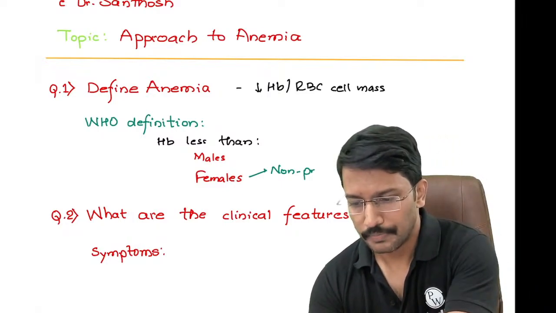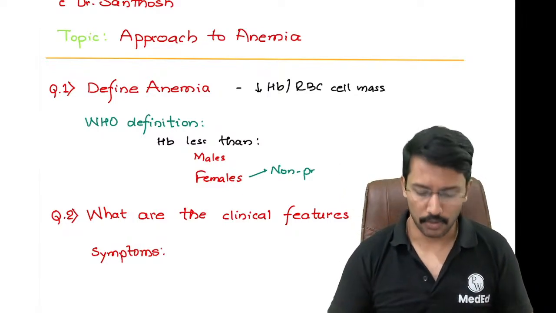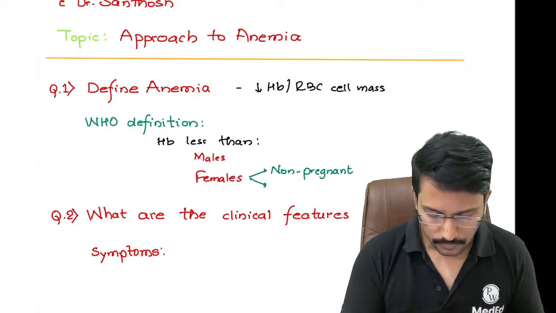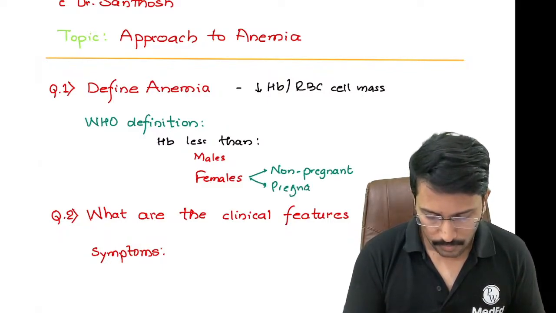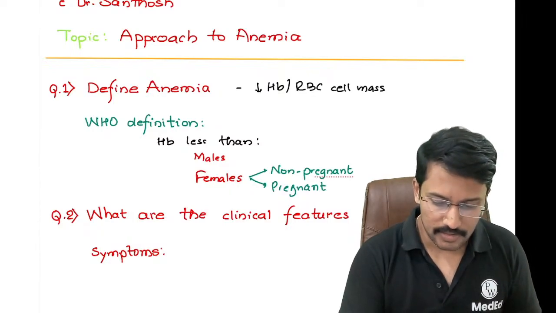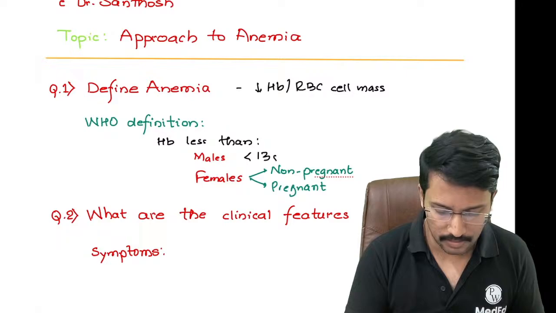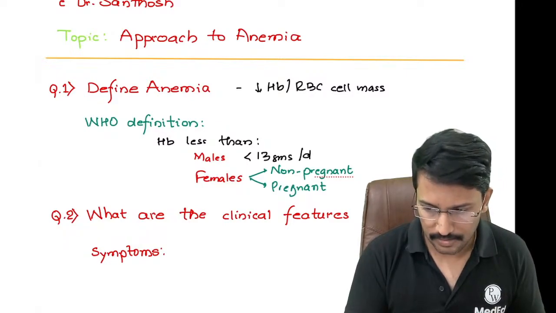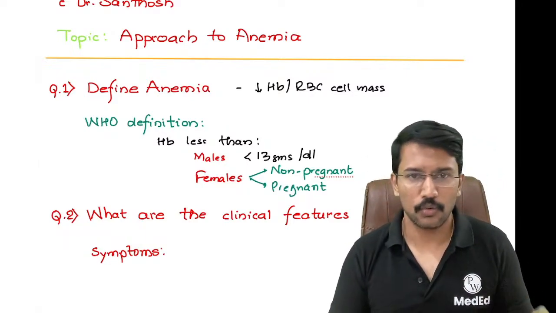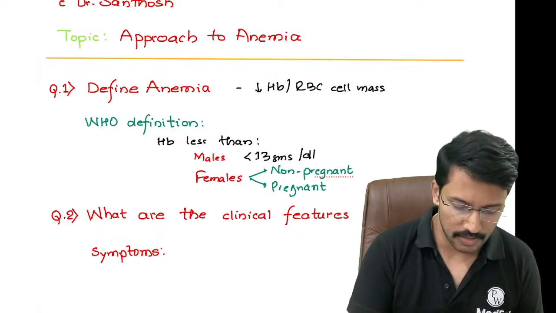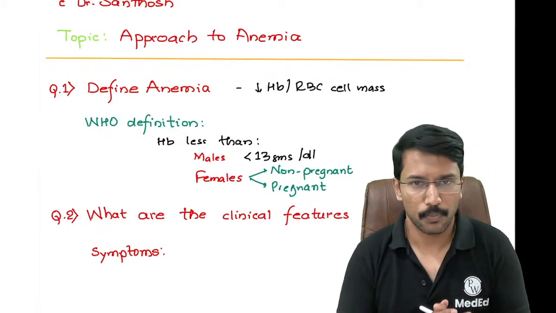Good evening, Nuseba. What is the cutoff for a male to say that he is anemic? Well, remember, a male is said to be anemic when his hemoglobin level is less than 13 grams per deciliter. Absolutely right. So a male is said to be anemic when his hemoglobin level is less than 13 grams per deciliter.